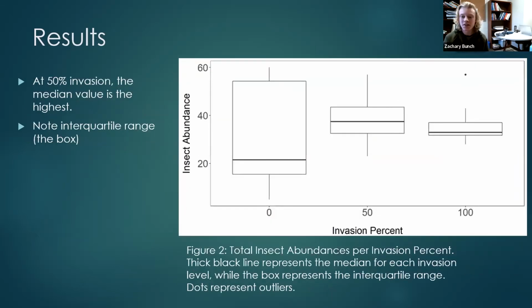Here we have average insect abundance at each invasion level on a box plot. On the y-axis, we have insect abundance, and on the x-axis, we have invasion percent. You'll notice that at 50% invasion, the median value, which is represented by the dark black line, is higher than 0 or 100%. Now, if we also look at what's called the interquartile range, which is represented by the box itself, we notice 100% has the smallest range, which means it has the lowest variation in abundance per plot.